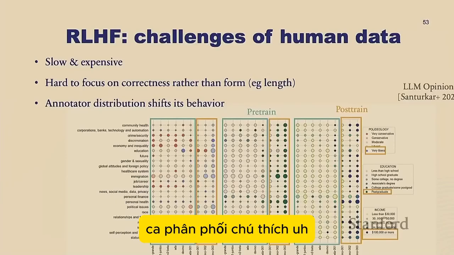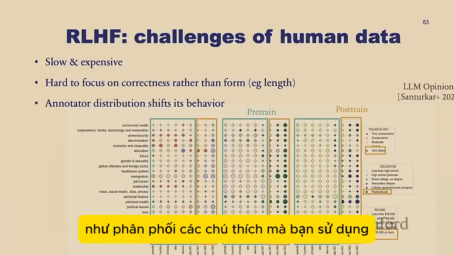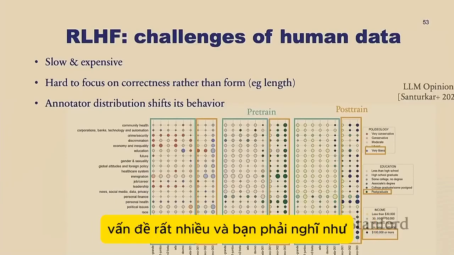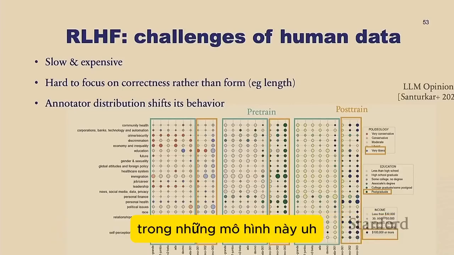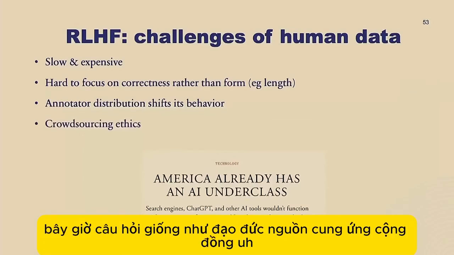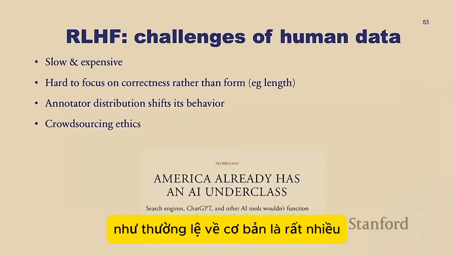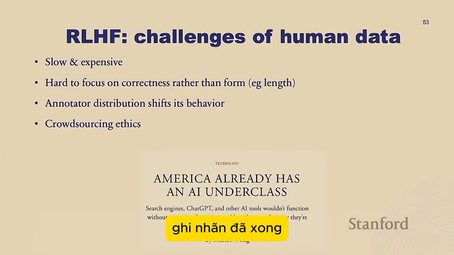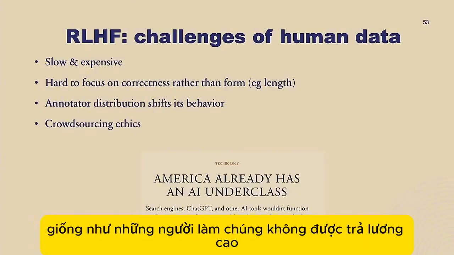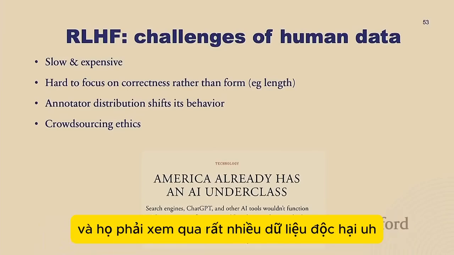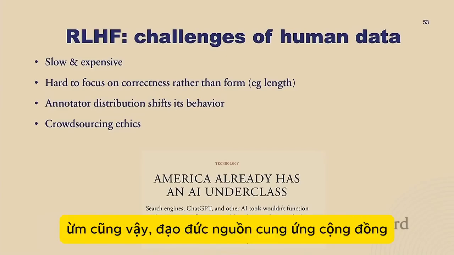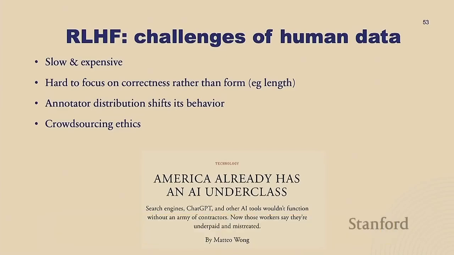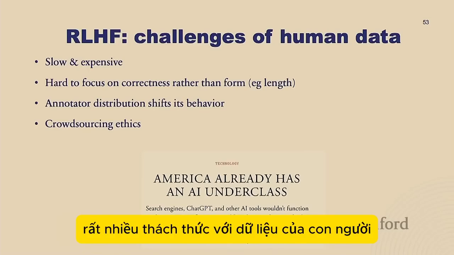Annotator distribution shift: the distribution of annotators that you use matters a lot. And you have to think about what humans we even want to represent in these models. Another question is crowdsourcing ethics. A lot of the labeling that is done, the people who do it are not paid well, and they have to go through a lot of toxic data because you want the model to avoid saying toxic things. So crowdsourcing ethics too. So many challenges with human data.